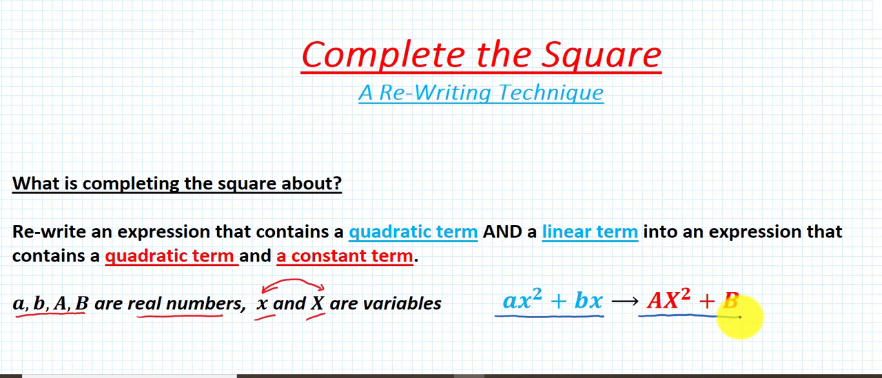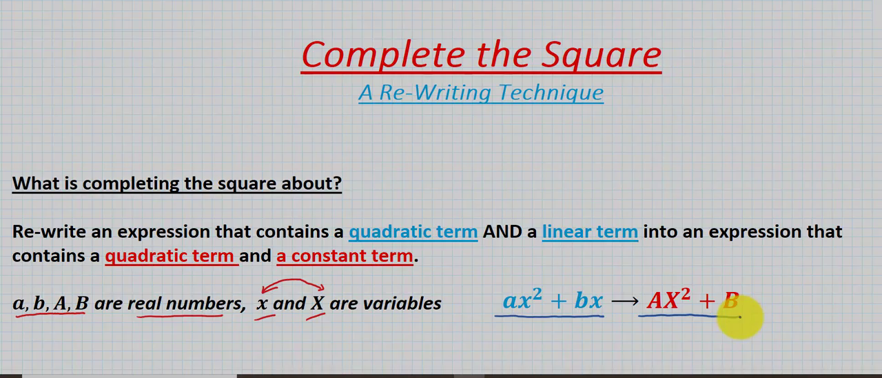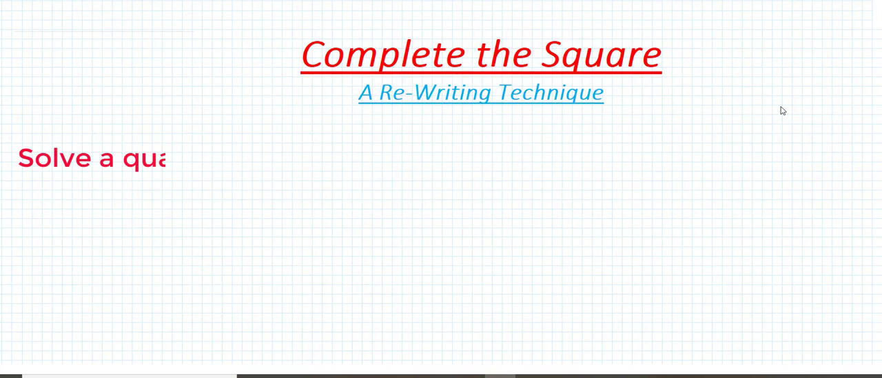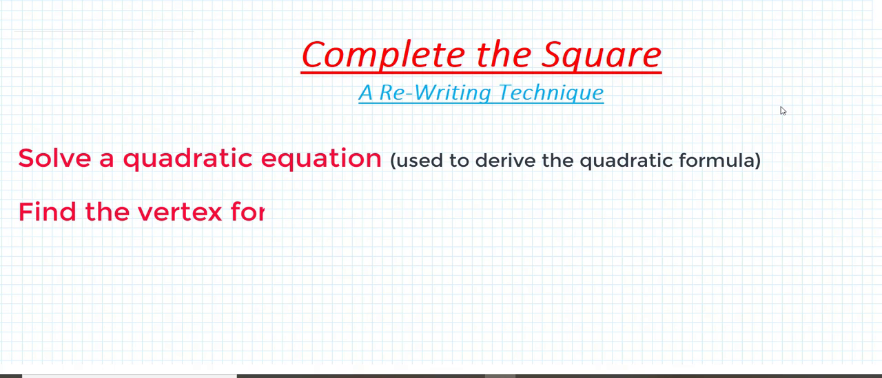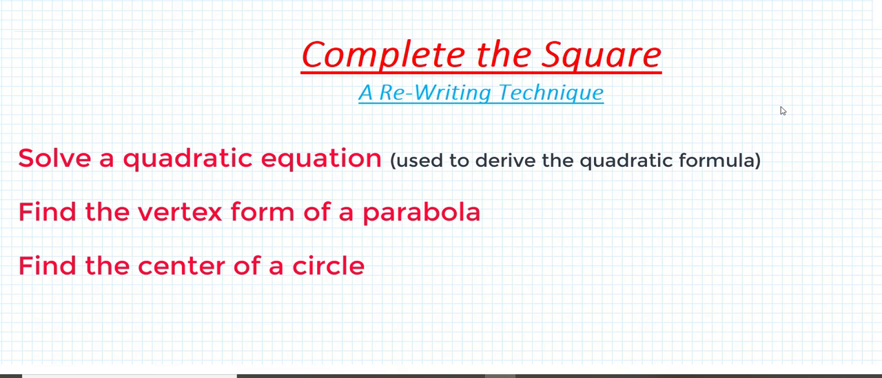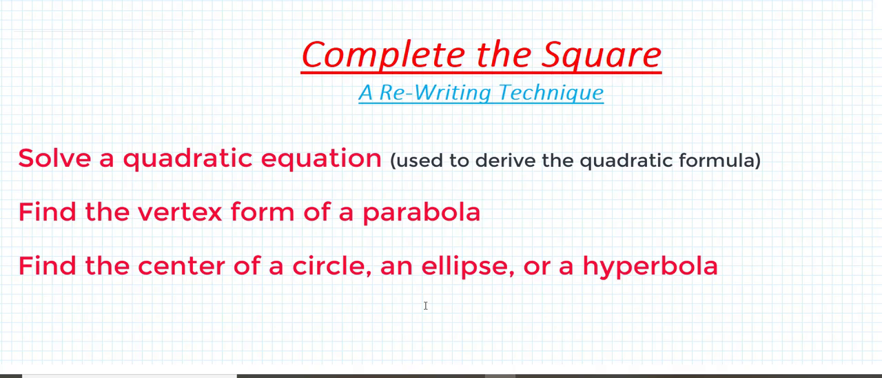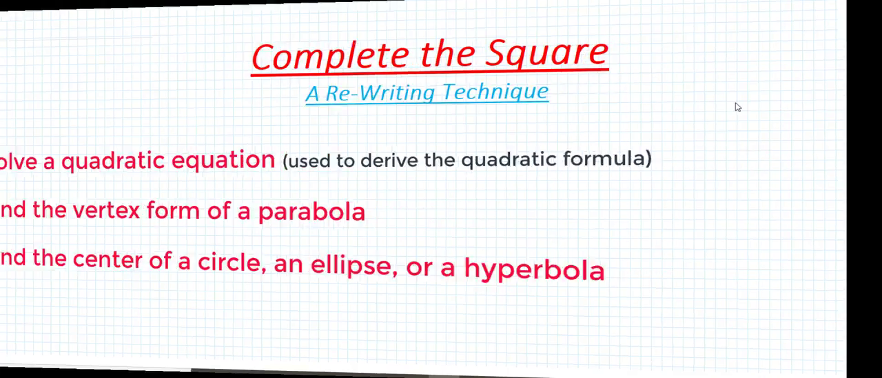Well, completing the square has many applications. You can solve a quadratic equation. It is in particular used to derive the quadratic formula. You can find the vertex form of a parabola. You can also find the center of a circle, an ellipse, or a hyperbola. Before we go over some examples of completing the square, let's look at where it's from.